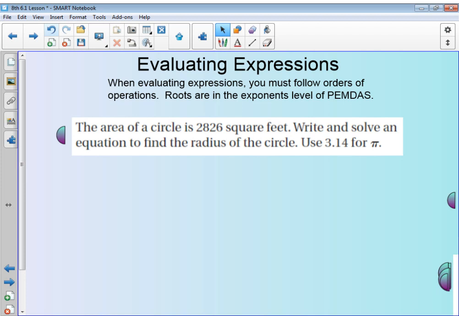Just watching the video doesn't mean that you understand it. Okay, so the area of the circle is 2,826 square feet. Write and solve an equation to solve for the radius of the circle. Okay, so we're going to use 3.14 for pi.